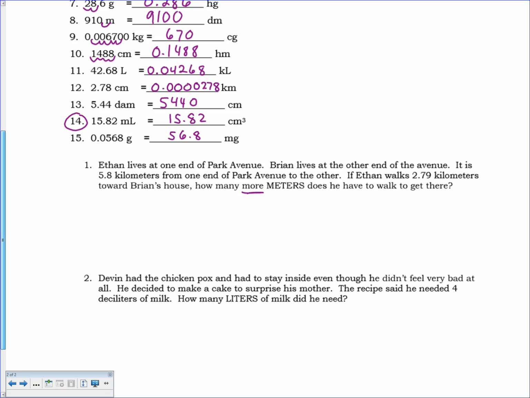Well, 5.8 kilometers would convert to 5,800 meters. Assuming that he has already walked 2.79 kilometers, which is 2,790 meters, we end up with only 3,010 meters remaining.